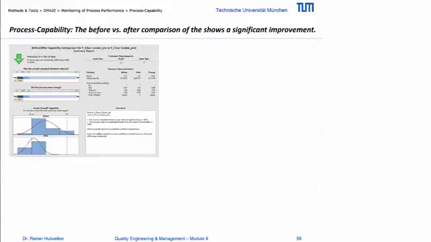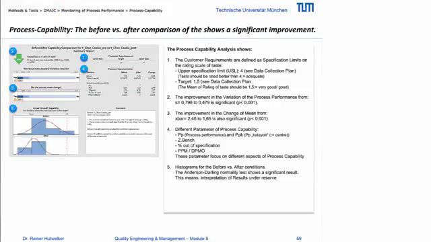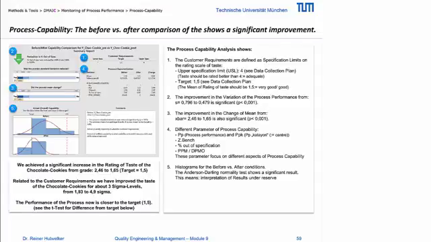After we brought the process under control, I calculated the process capability to compare the before-after improvement. Number 1 shows that the target as well as the specification limits are the same for this comparison. You can see that we achieved a significant increase in the rating of taste of the chocolate cookies from grade 2.46 to 1.65, and the target value is 1.5. Related to the customer requirements, we have improved the taste of the chocolate cookies by about 3 sigma levels, from a sigma level of 1.93 to a sigma level of 4.9.